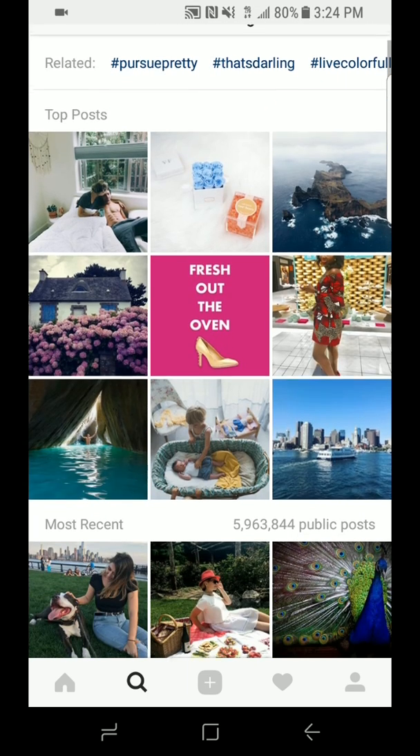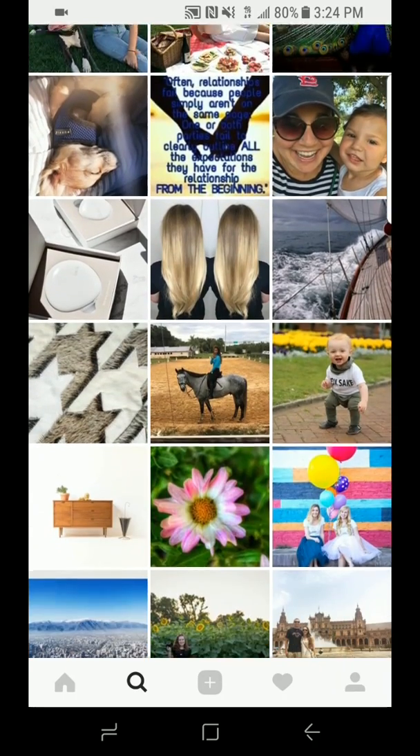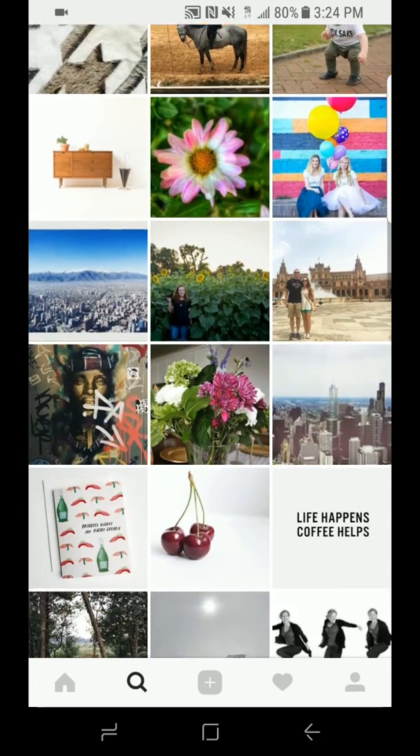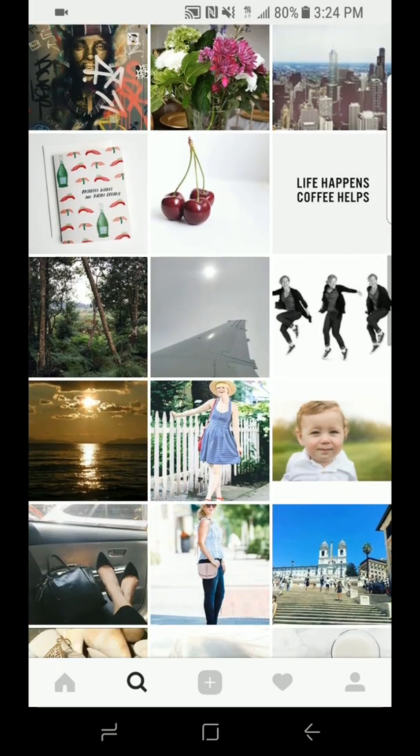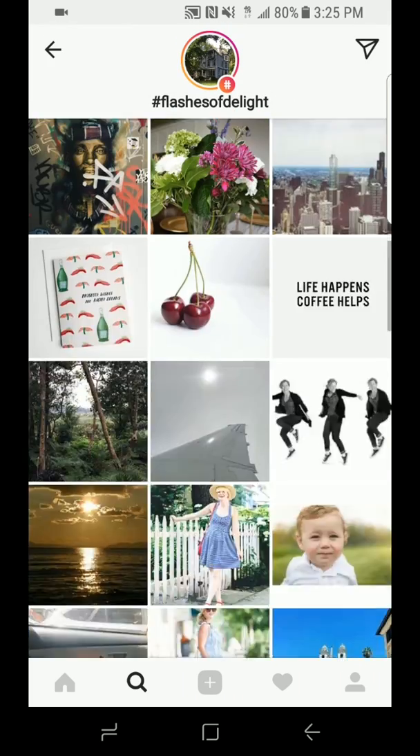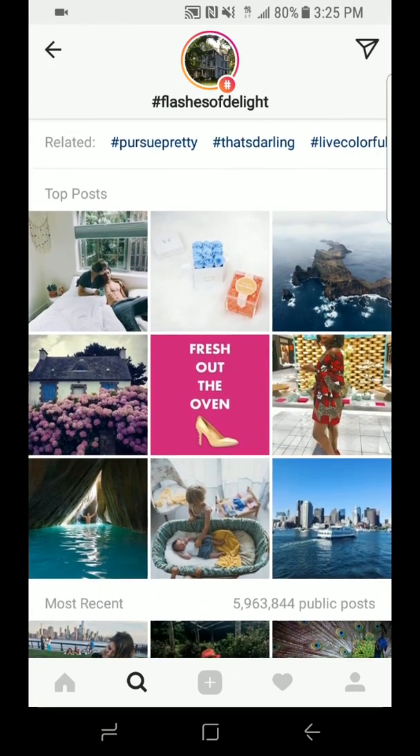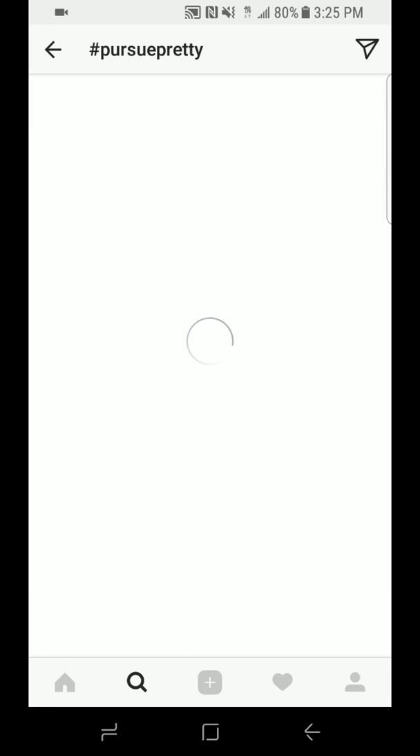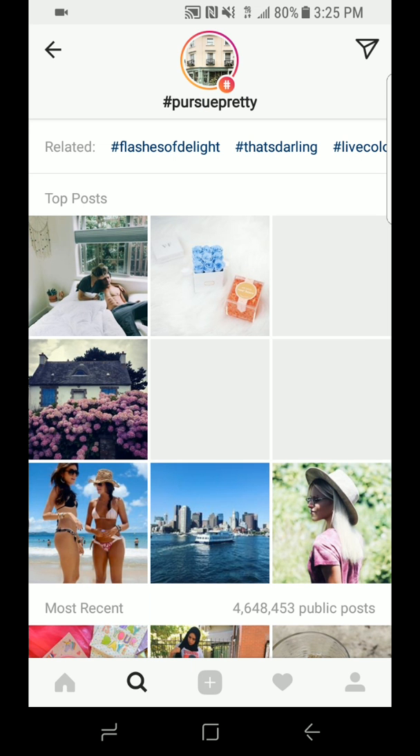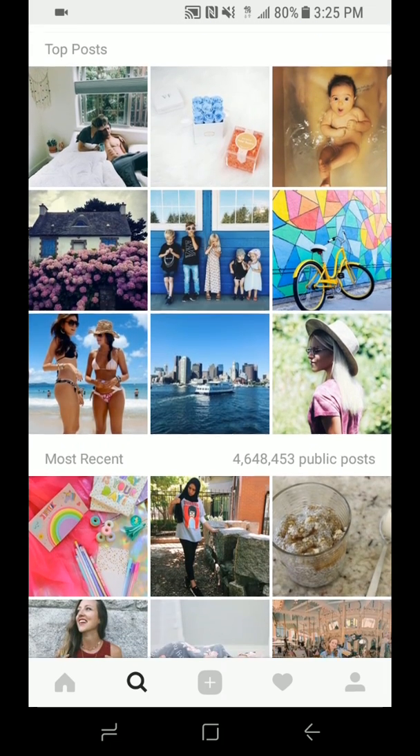So let's look at flashes of delight. With this one, we can see that it has almost 6 million public posts, and people are sharing different cute things that are happening in their life. So it's a little bit more generic. You can see the related hashtags. And honestly, with this research, you kind of have to go down the rabbit hole and see all the related hashtags, what they stand for, and so on.